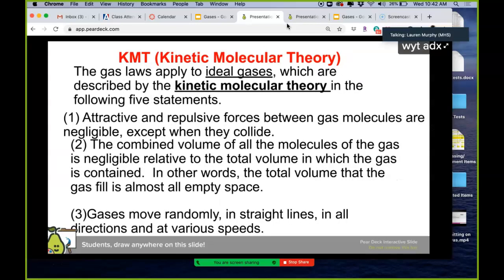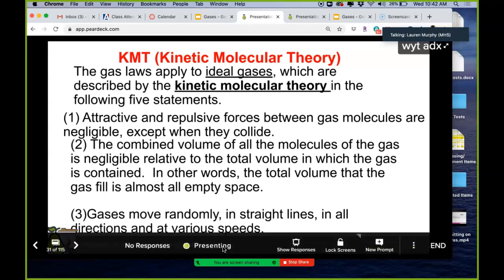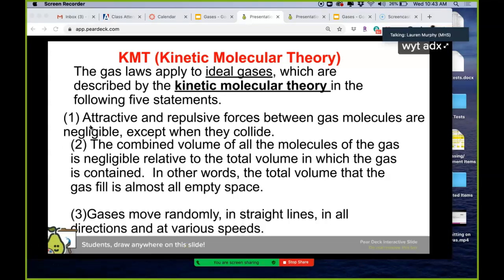Yes, you need to know these. This kinetic molecular theory is what allows us to pretend gases are ideal, and it's going to give us the gas law equation. All right, so in the kinetic molecular theory, we are going to pretend that gas molecules do not attract each other and that they do not repel each other. This will make our life easier. The truth is they do. Gases can attract each other and they can repel each other.